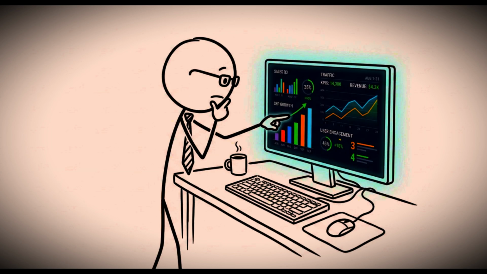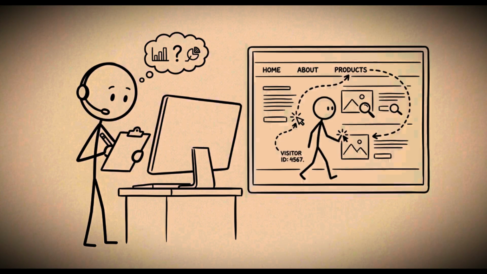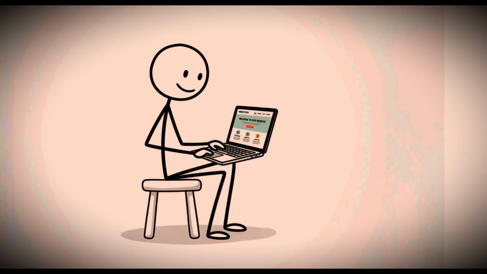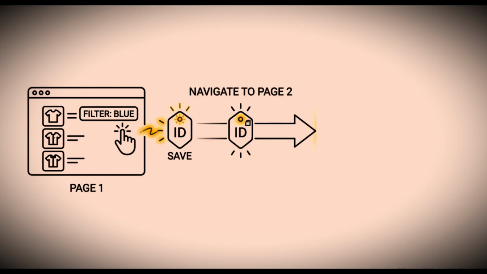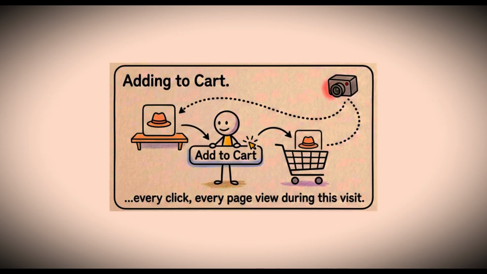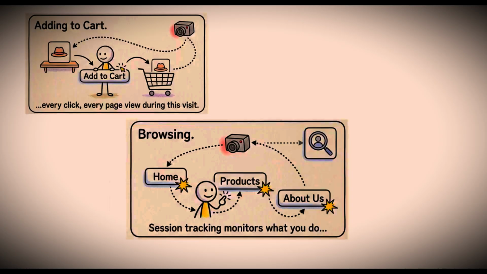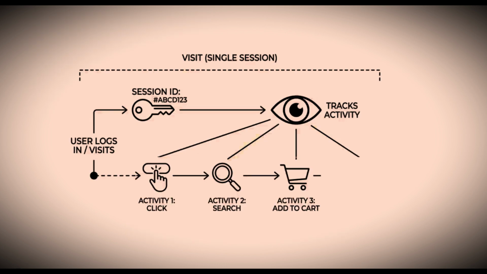Session tracking. Session tracking is used to monitor what you do during a single visit to a website. When you open a website, the server creates a temporary session ID and assigns it to your browser. This ID allows the website to remember your actions while you navigate between pages. For example, when you add items to an online shopping cart and continue browsing other pages, the website still remembers what you added. That happens because your session ID keeps track of your activity during that visit.